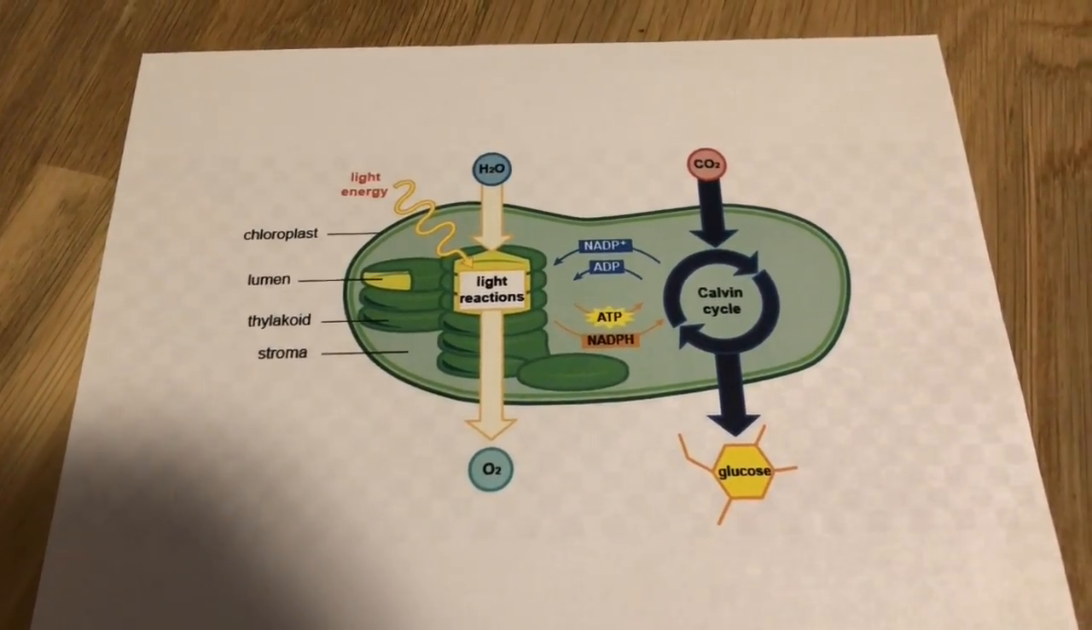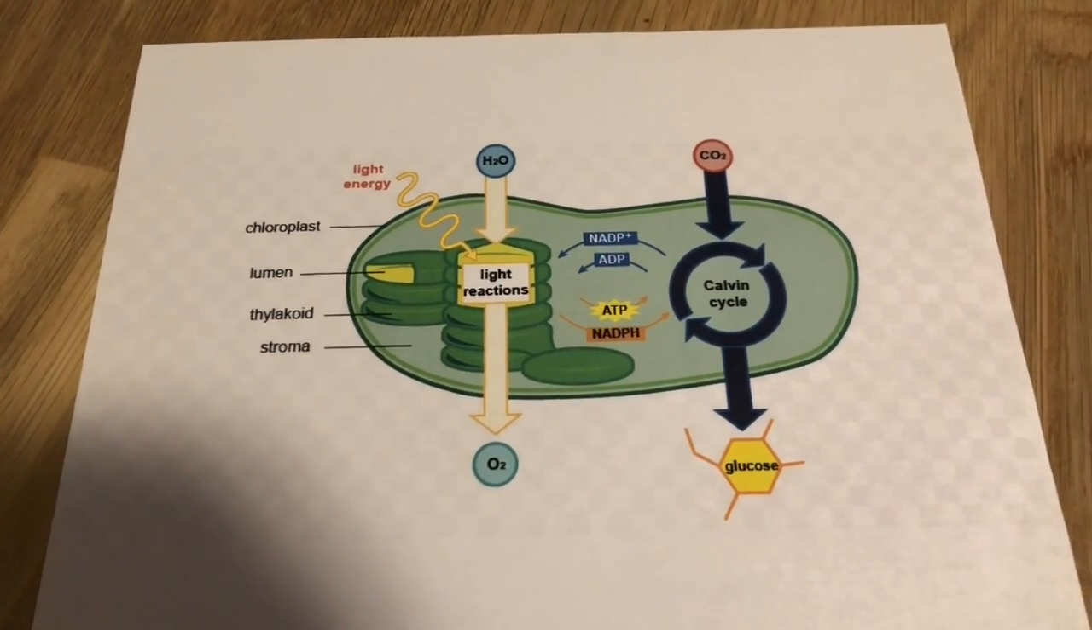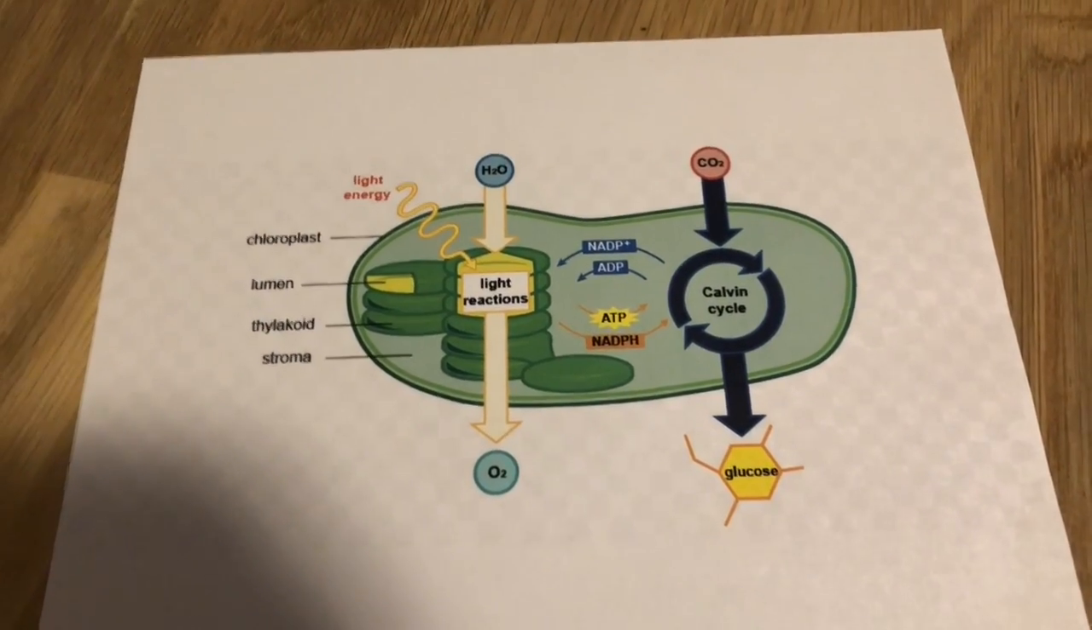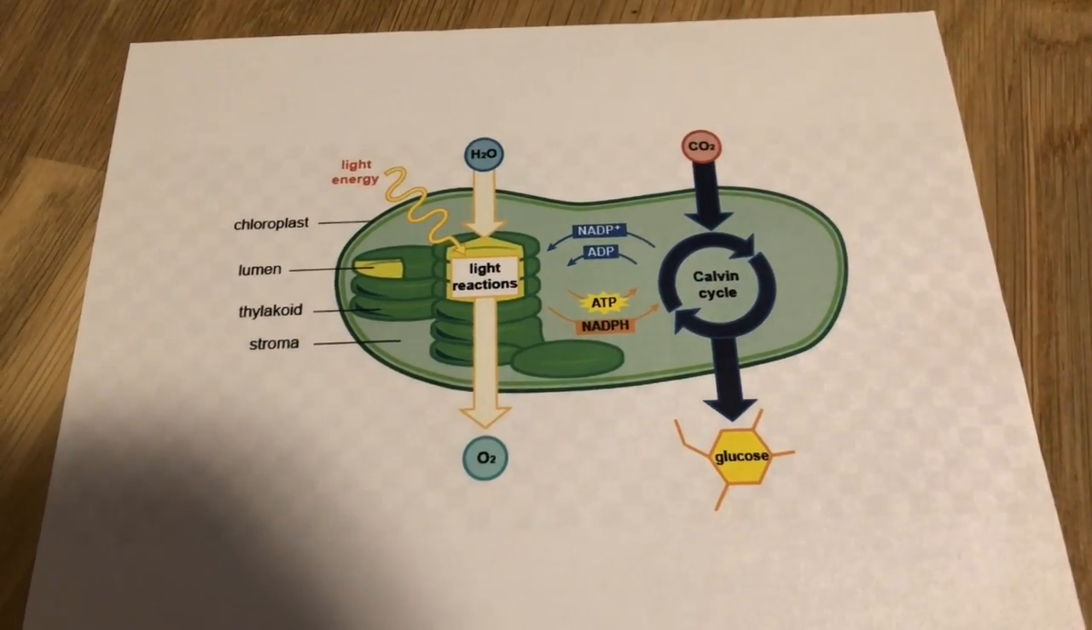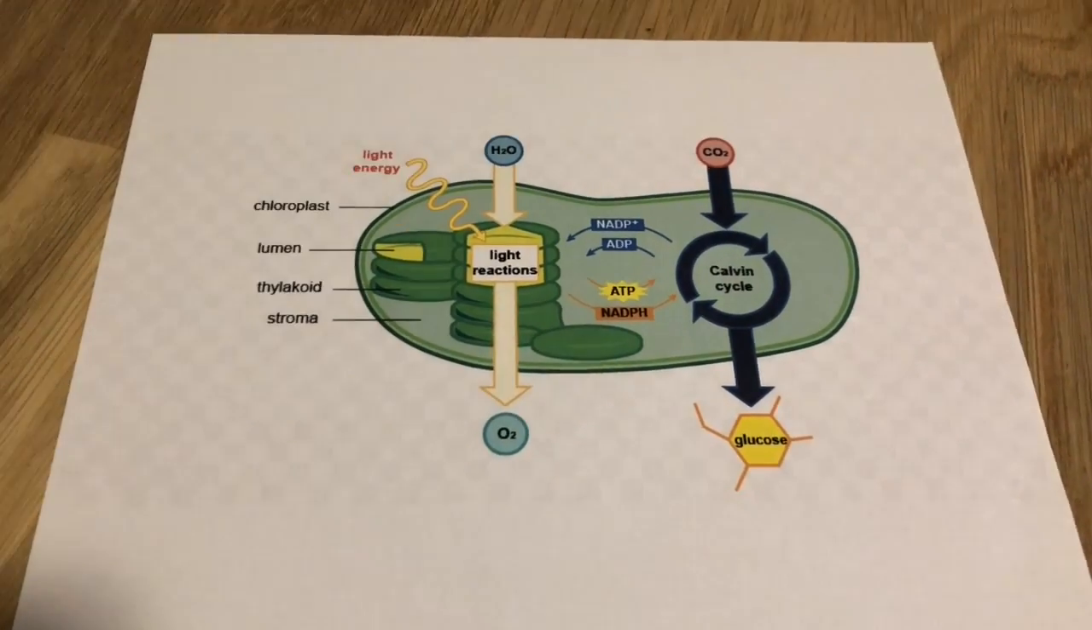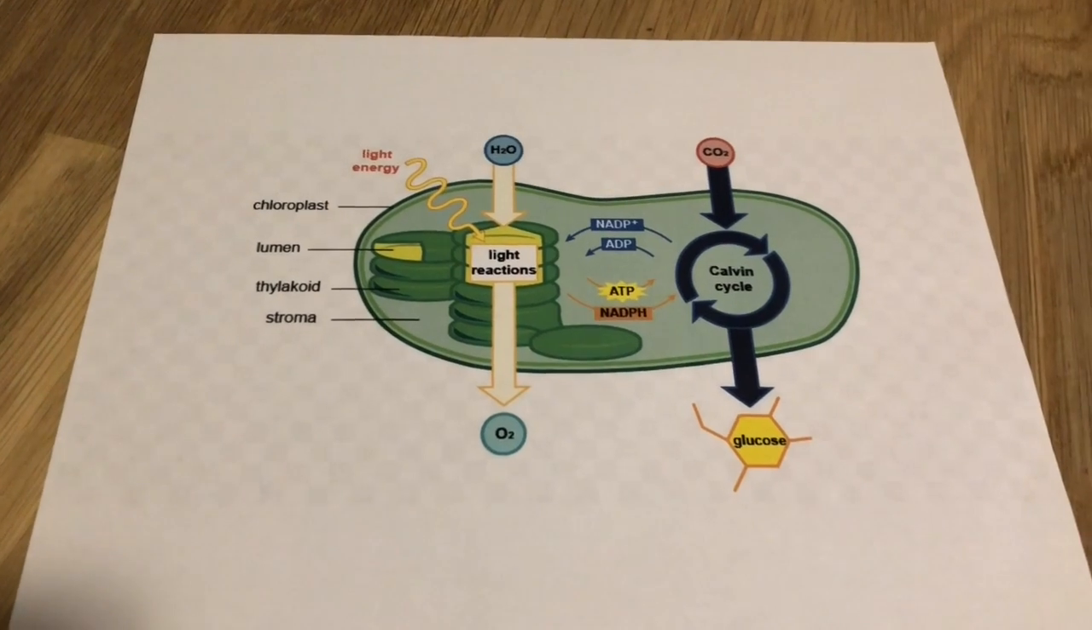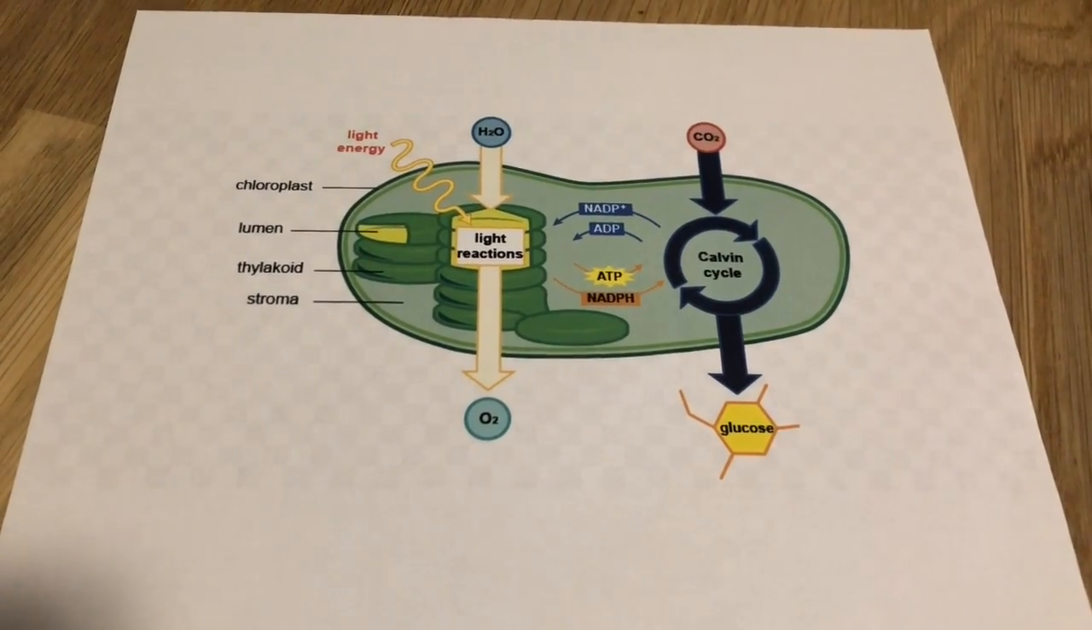The light enters the leaves through pores and into the clear outer membrane of the chloroplast. Photosystems capture the light and harness its energy. This energy is in the form of high-energy electrons.